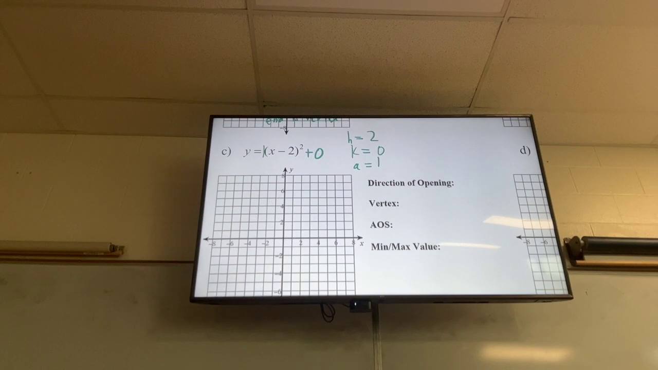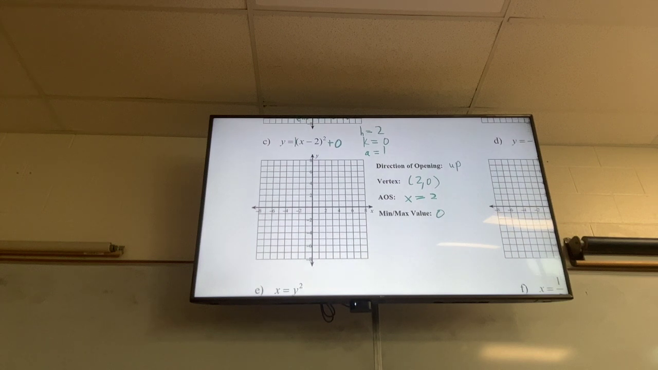My direction of opening then is what? Up. My vertex is what? My AOS is what? x equals 2. My min-max value is what? 0. You copy down k. Copy down k for that.